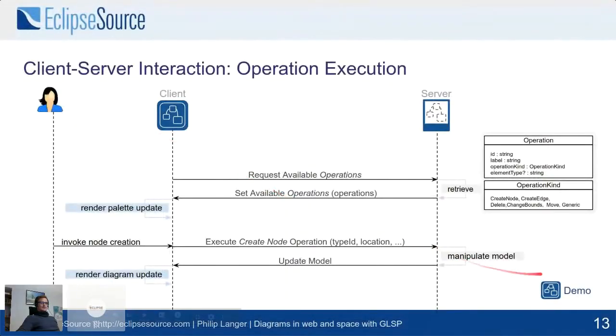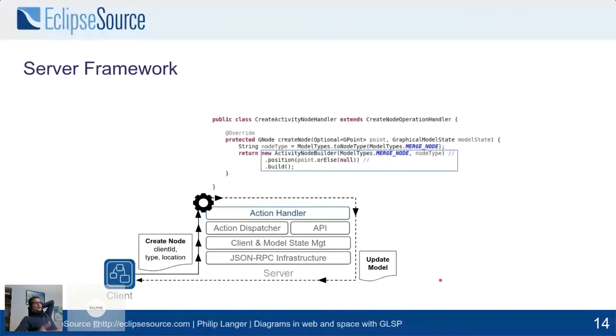Going back to the slides. So now we have seen how the operations are sent down to the client. How are the operations actually implemented when they have to be executed? Of course, they're implemented on the server.